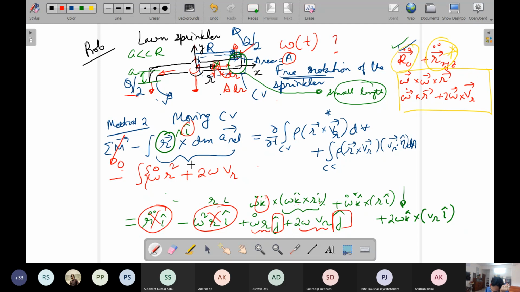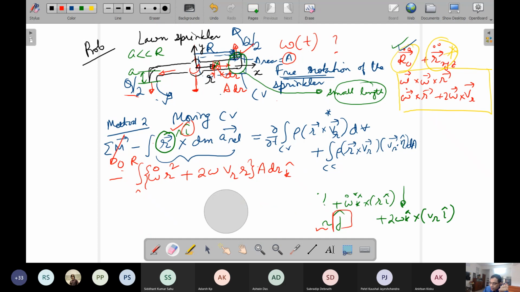And you have to keep in mind that this is multiplied with another r. So this becomes r square and this becomes r. That another r is here. And dm is a into dr. Right? And the integration is from 0 to r and the vector k. So that is the left hand side. Right hand side.